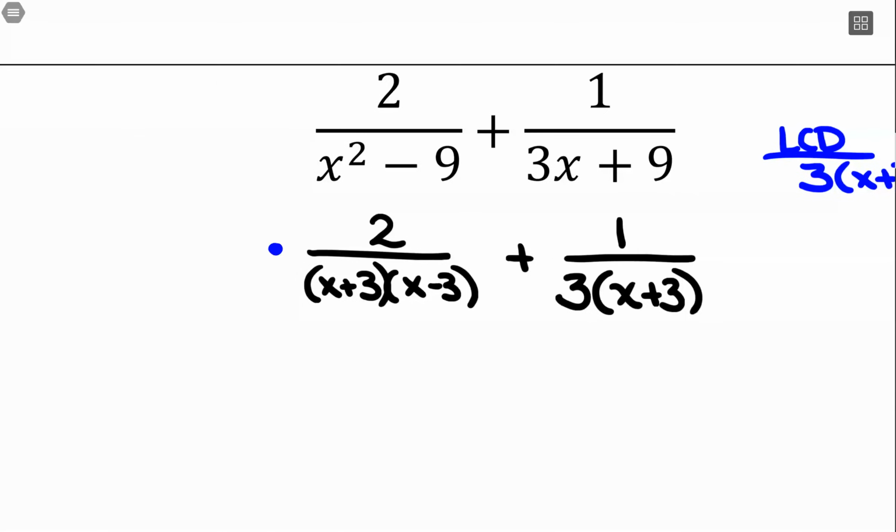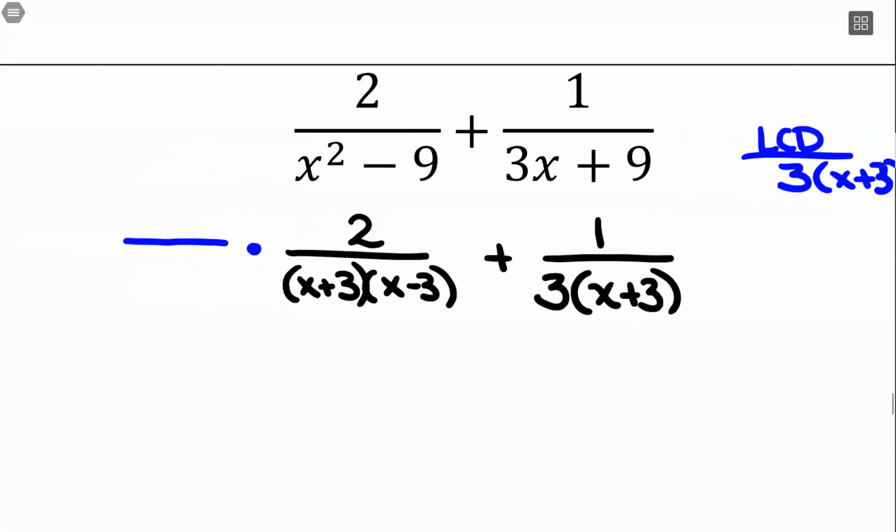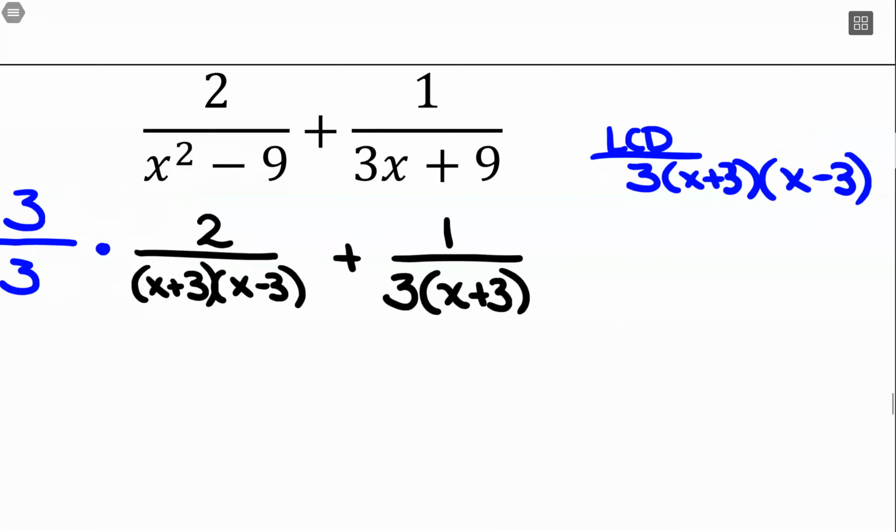So for my first term, all we're missing is a factor of 3. So I'm going to multiply by a 3 over there. And on the right-hand side, I'm missing the x minus 3. So I'm going to multiply by that factor of x minus 3.